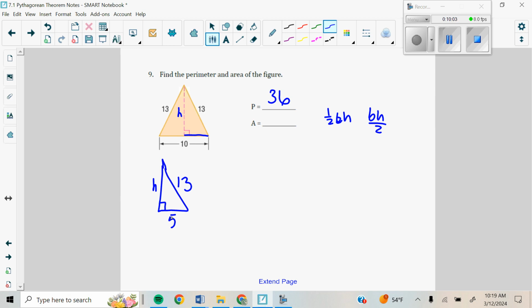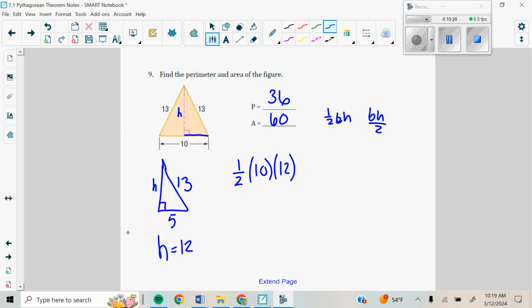If you don't, do Pythagorean theorem. That's fine. But this is a Pythagorean triple, so our height is 12. So now we can take 1/2 times my base of 10 times my height of 12, and you can calculate that our area then is going to be 60.